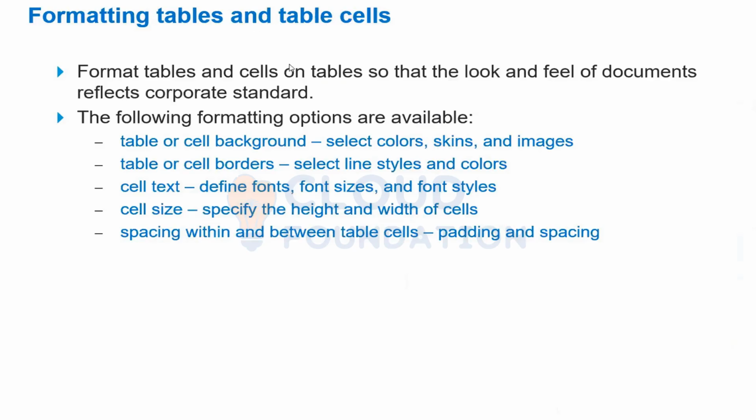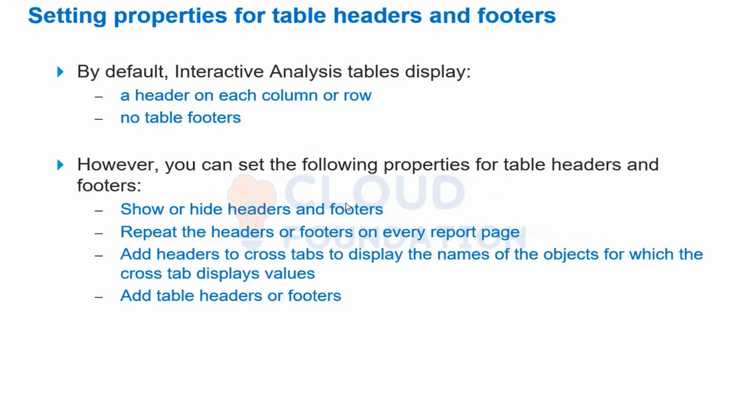Formatting tables and table cells. Format the tables and cells so that the look and feel of documents and reports follow the corporate standard. Based on our corporate standard, if they want to see the report in blue or something like that, they will have some standard formats for all the company reports. If they give us the color coding that they require, based on that we can set the font size, font style and the color coding, everything using the formatting table option. Setting properties for table headers and footers.